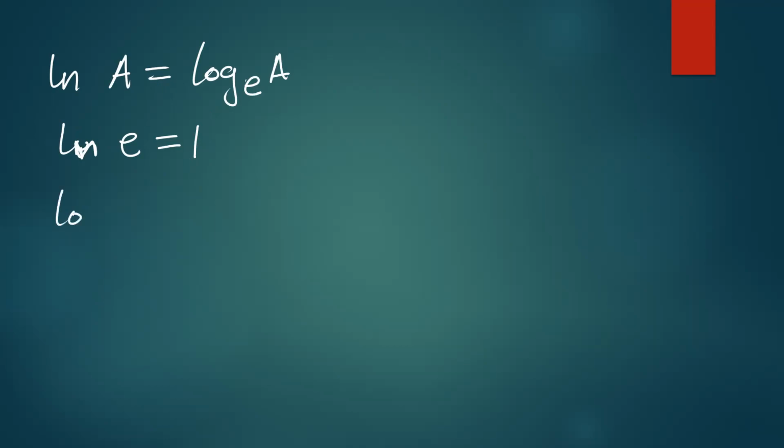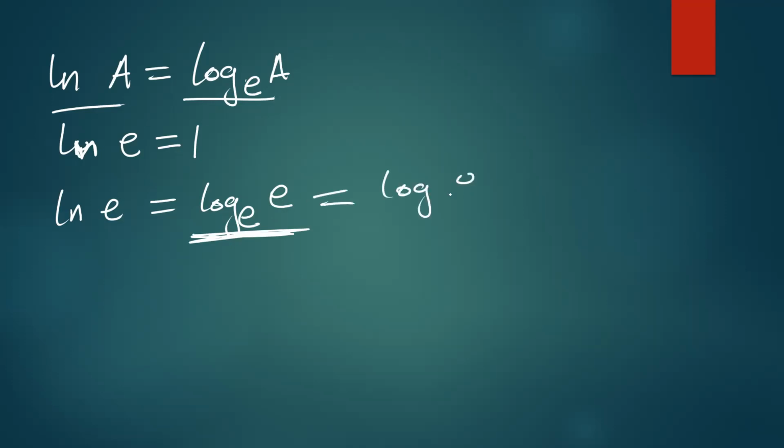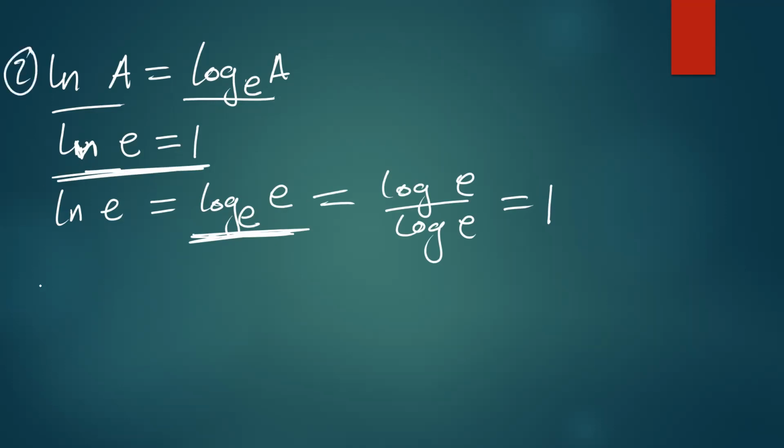If ln A is equal to log A base e, it means that ln e is equal to log e base what? Base e. Whenever you have this in logarithm, it always gives you 1. Why? Because you can write this as log e over log e, and log e over log e gives you 1. So this was the second rule. We move on to the third rule.